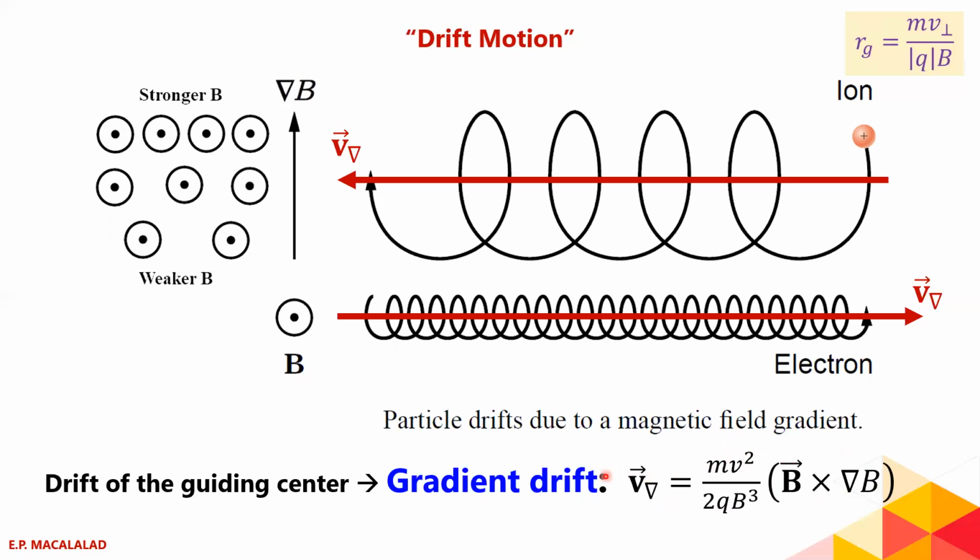Okay, so this is what we call the gradient drift. And this is very important when we have, for example, regions of different magnetic fields, for example, regions where the magnetic fields of two sources are interacting with each other, let's say in the magnetopause.